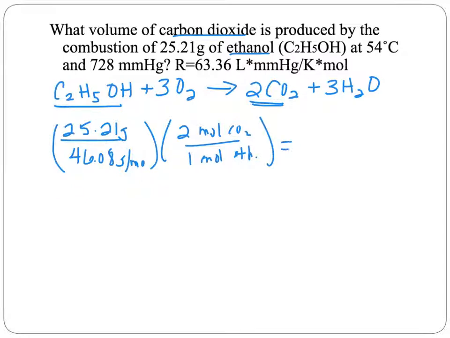And we go ahead and multiply that out. You will find that you are going to produce 1.094 moles of carbon dioxide. So we've used stoichiometry and our balanced chemical equation to figure out the number of moles of carbon dioxide.